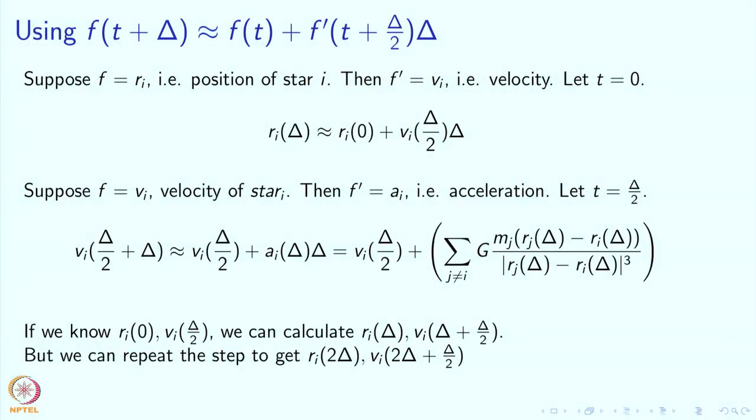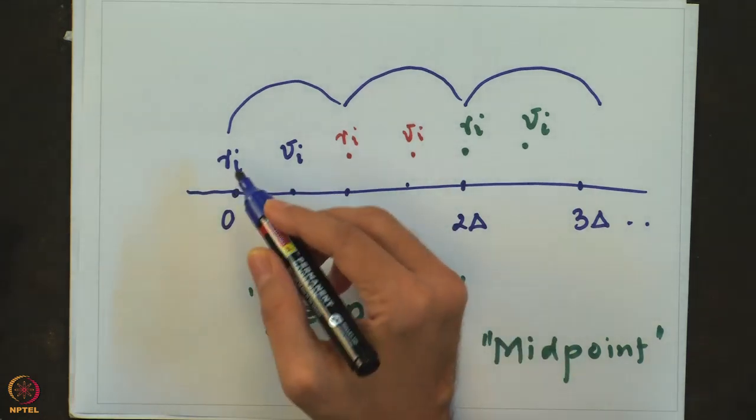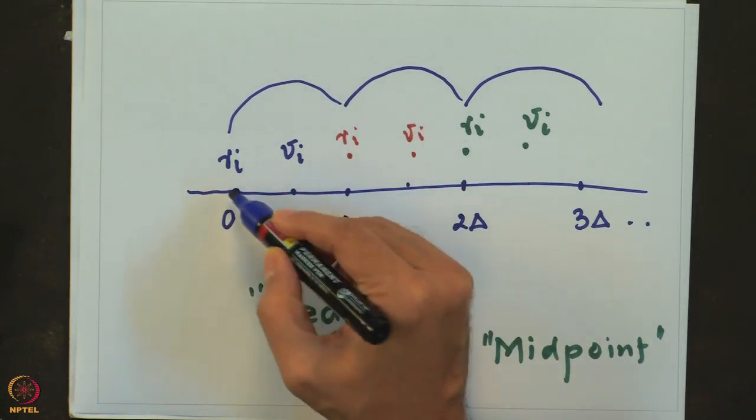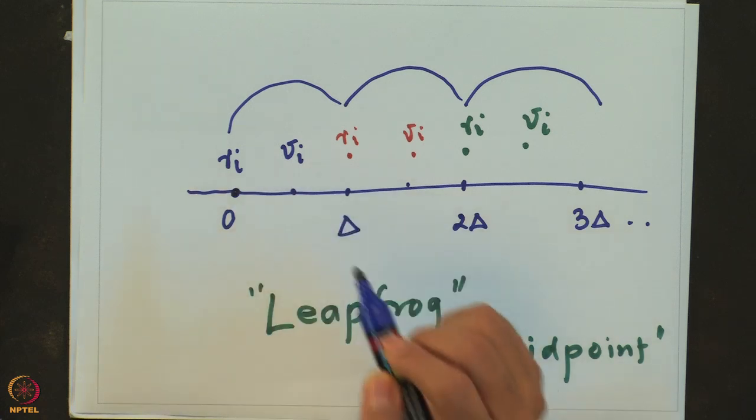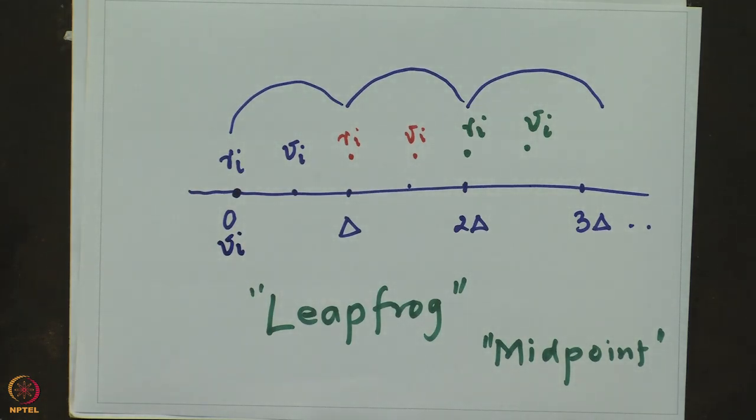We can repeat the steps to get things for 2 delta, 2 delta plus delta by 2, and so on. Well, there is a little bit of a problem though. We said, if we know these two things, but do we know these two things? Well, we don't. What was given to us were the positions and the velocities at time 0. So we know VI at this time and RI at this time. Our input specification said that we are given the positions and the velocity at time 0. We were not given this.